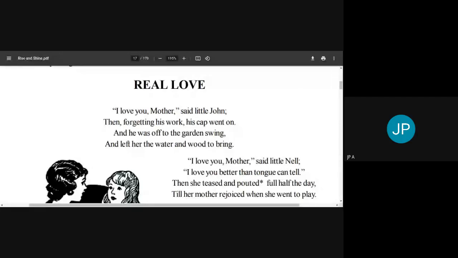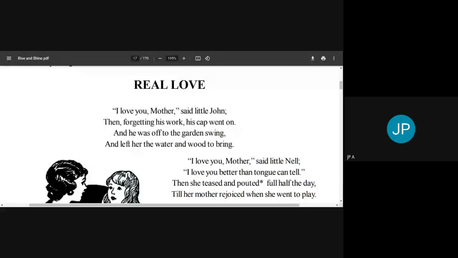Thank you, Nandana. So here we have two kids. The third kid is yet to come. One is John, the other is Nell. Yesterday was Mother's Day, so this child is telling the mother that he loves his mother. And what is he doing after that? After telling that he loves his mother, he forgets his work. His cap went on means he puts on his cap. He goes to the garden swing and starts playing.